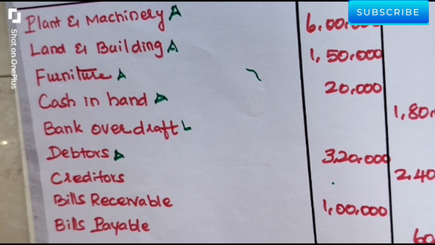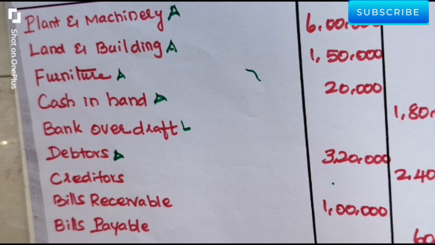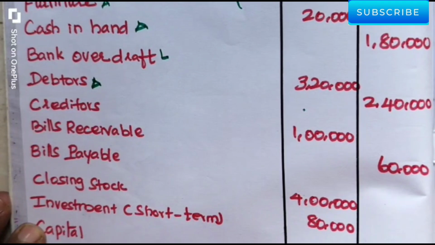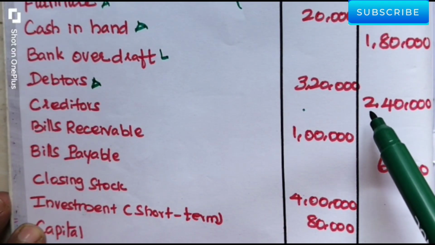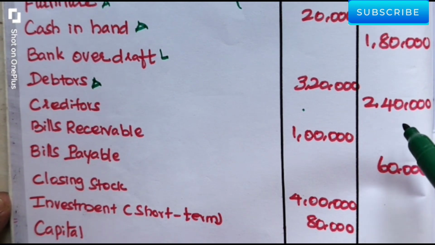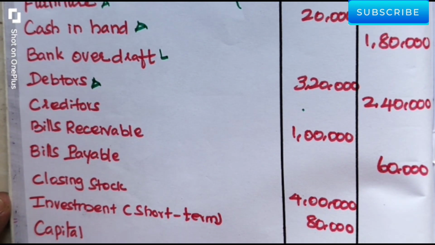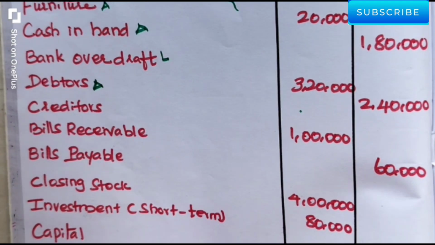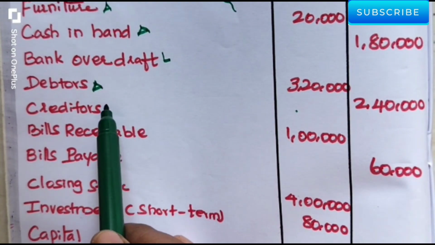But during purchasing you didn't pay any money to your supplier, but you promised your supplier you will pay later. Let's take the time: within 60 days, that means within 2 months, you will pay your supplier 2,40,000 rupees. Here you have a liability for 2,40,000 rupees. So you are the creditor for 2,40,000 rupees. So sundry creditors go to liability side.